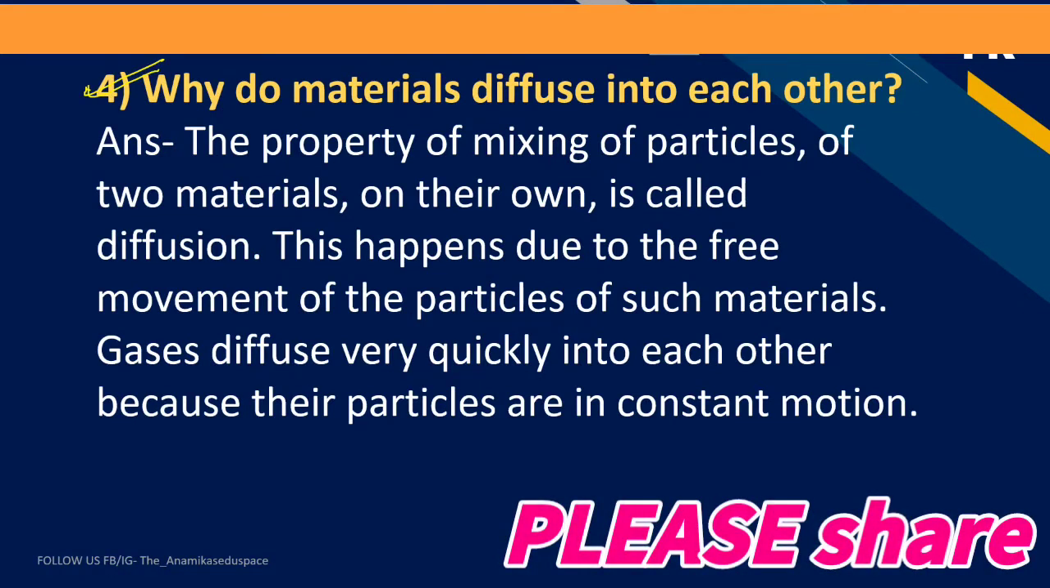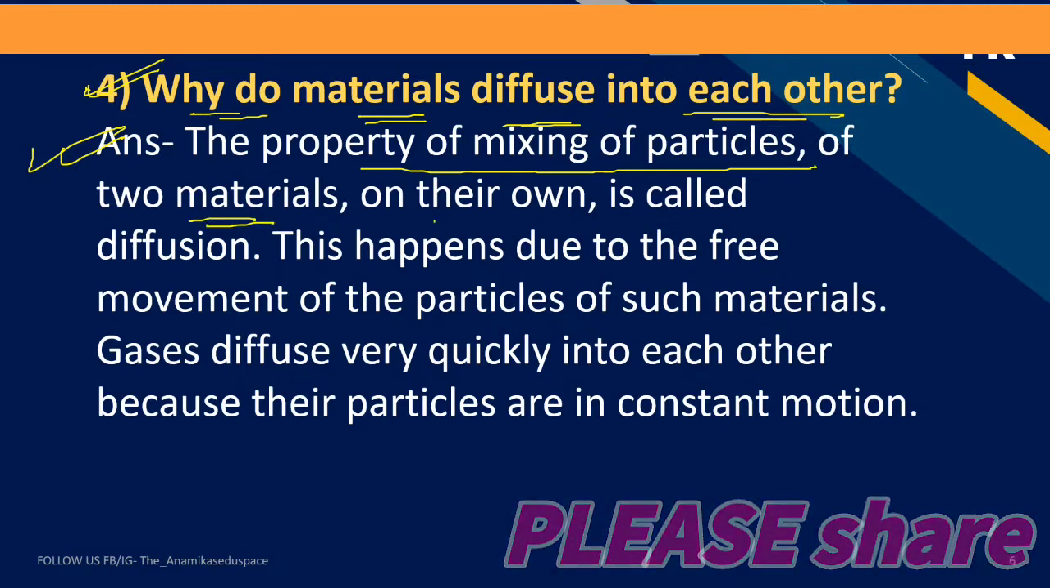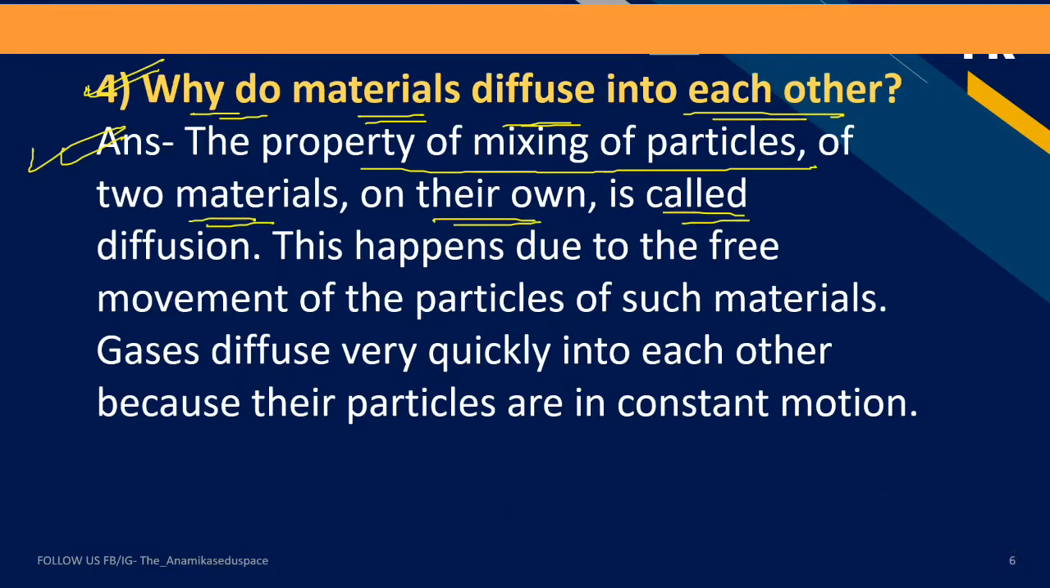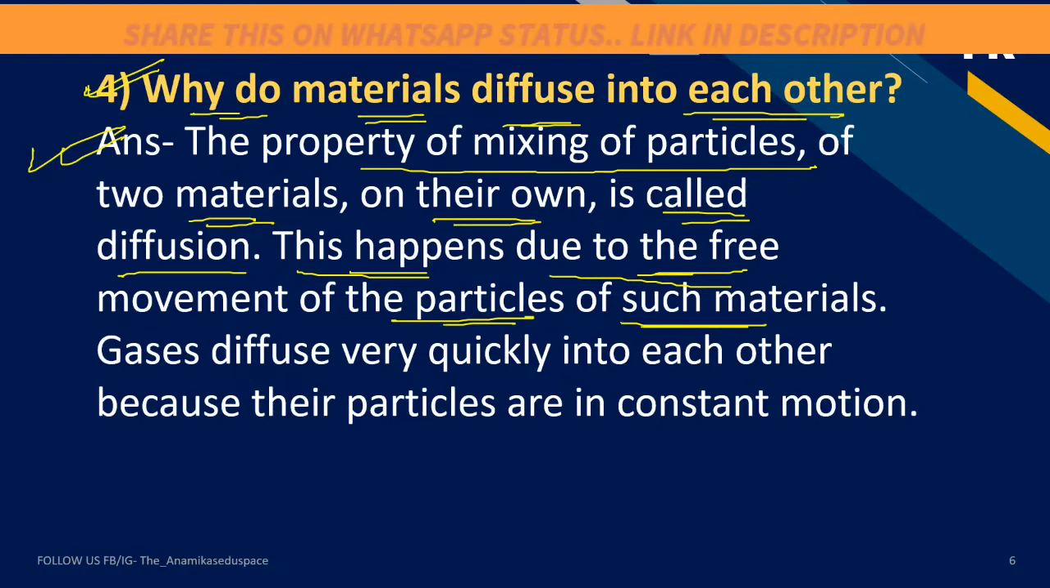Now coming to the fourth question: why do materials diffuse into each other? The answer goes as: the property of mixing of particles of two materials on their own is called diffusion. Clear? Now this happens due to the free movement of the particles of such materials. So why do materials easily diffuse? Because there is a property which helps in the mixing of the particles.